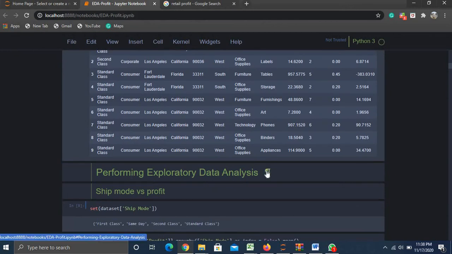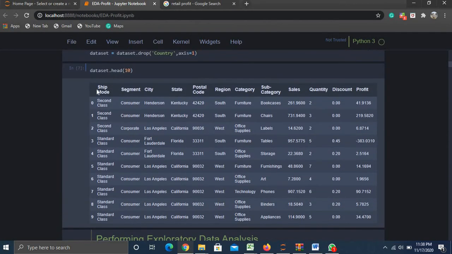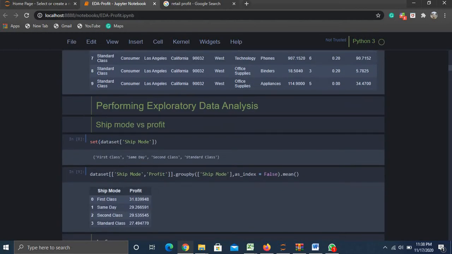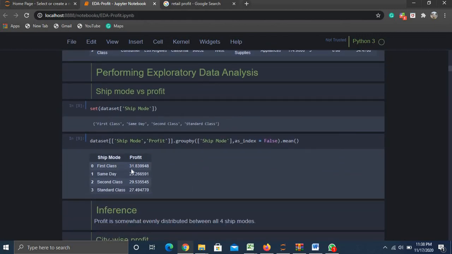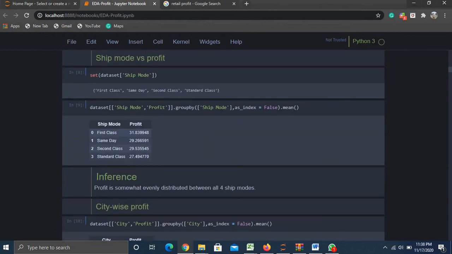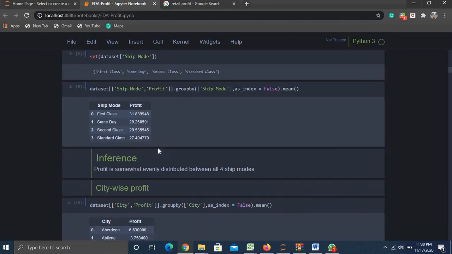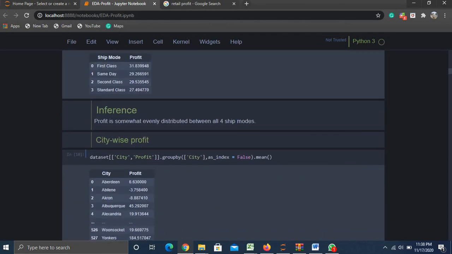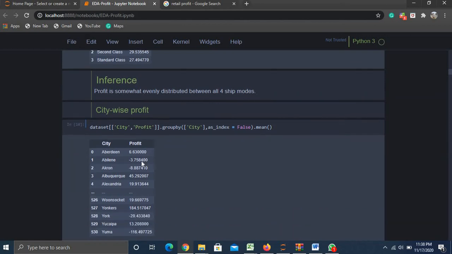Now, while performing exploratory data analysis, I'm going to check ship mode versus profit. I'm going to see what kind of ship mode it is, second class, standard class, or what. There are four types of ship mode: first class, same day, second class, standard class, and which ship mode contributes to the highest profits. While doing this, I saw that first class contributes about 32 million dollars in profit, and standard class contributes the lowest at 27.4. But if you look at it, it's around the same. So ship mode doesn't really contribute all too much towards the profit. That's what's written in the inference: profit is somewhat evenly distributed between all the four ship modes.